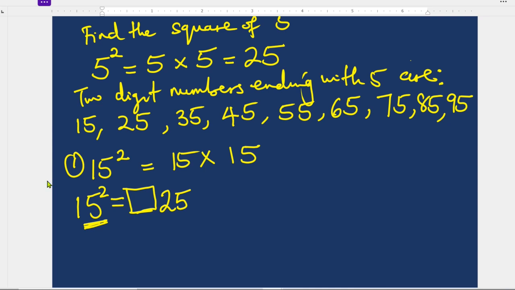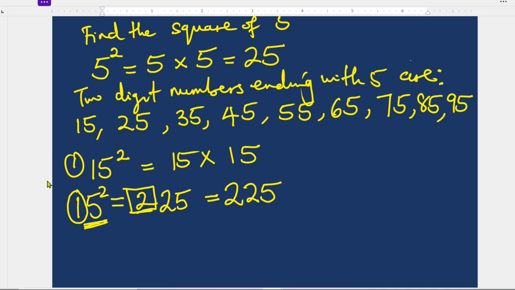Now, look at the left of 15. The left of 15 has number 1. When you're counting 1 to 10, after number 1, you have number 2. So multiply that 2 by this 1. That is 2. Okay, 2 times 1 is 2. Write down your 2. So it means our answer is 225.